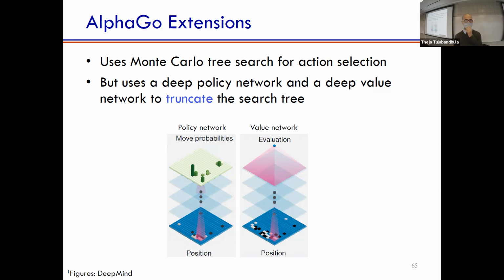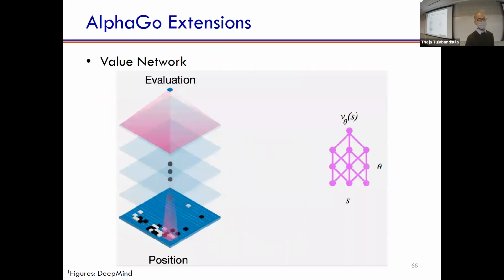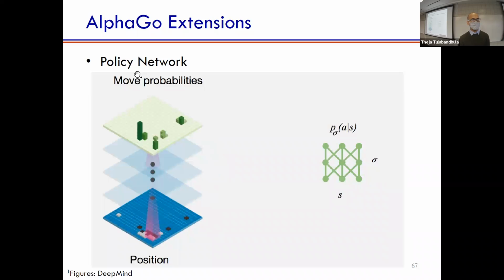So how do we use these two networks? Let me just show the network. Given a state, v_theta(s), where theta is the network parameters. And the policy network, as I said, given a position, gives you a distribution over actions to take. That's what a policy is. It'll have its own parameters, sigma. So theta and sigma are the parameters of these two networks.